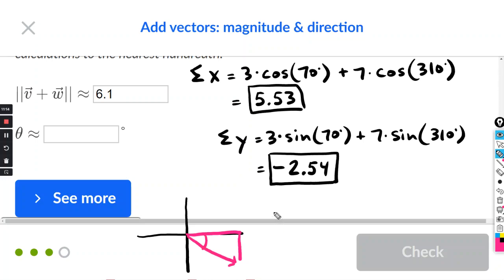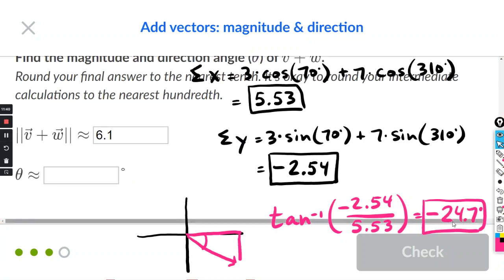Alright, so the formula is inverse tan of the y, which is negative 2.54, divided by x, which is 5.53. Okay, do this on the calculator in degrees. And rounding off, I get negative 24.7. So that's going to be this angle here. Okay, and it's negative because they measured it going this way.